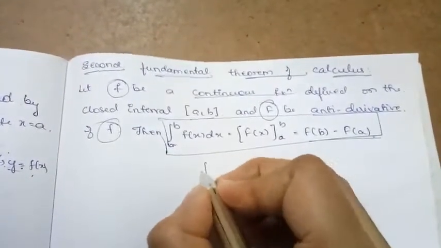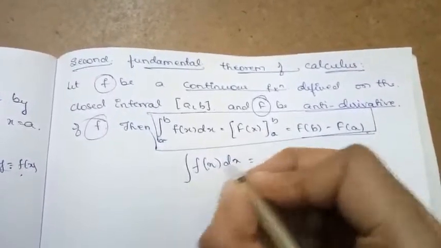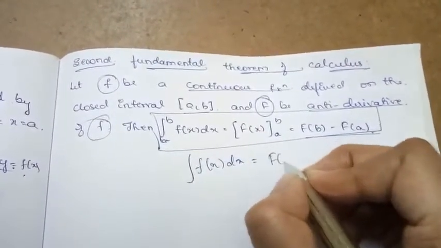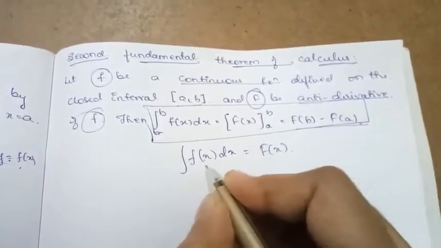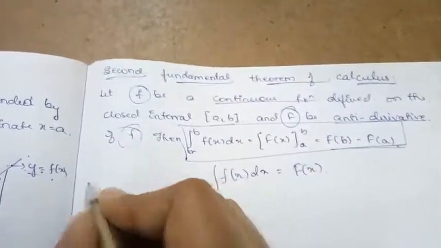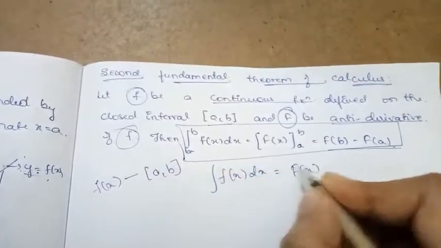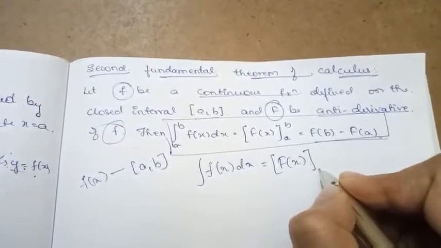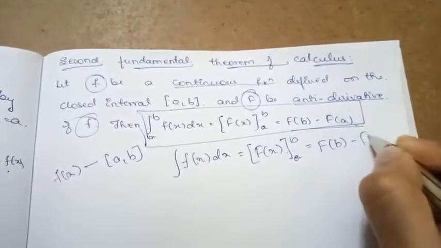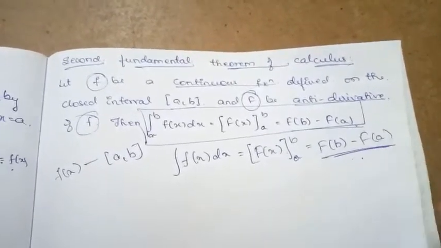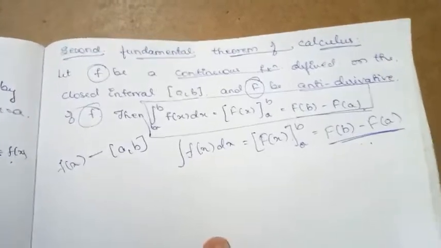So it is clear that if we find the integral of the function f of x dx, and we get F of x as the integral of this function, then clearly, if this function f of x is defined upon the closed interval a to b, our definite integral is nothing but F of x from a to b, that is F of b minus F of a. This is the value we are going to get. This is what the second fundamental theorem says.